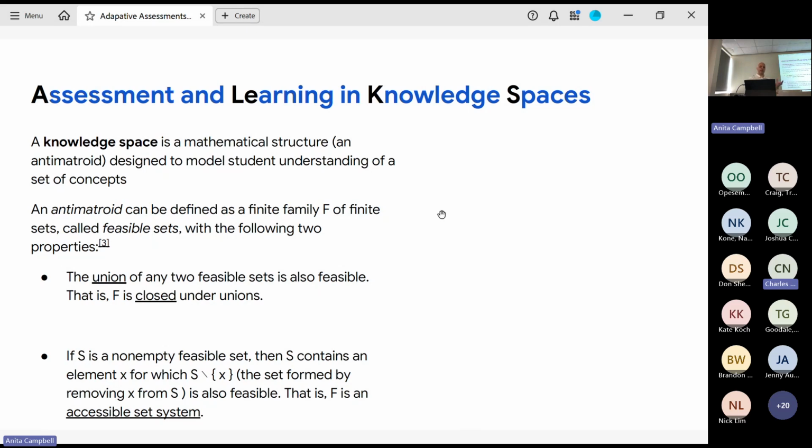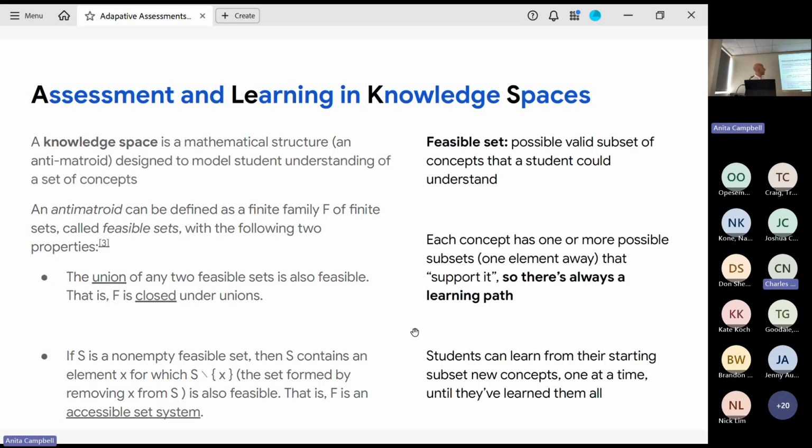So not every subset of the possible set of concepts is actually feasible for a student to be able to do. And there's some properties that this anti-matroid has. It's closed under unions, and it has this technical condition that I'll explain in a second. But basically, if the student has a set of concepts that they can do, then there must be another set of concepts where if I take one away, they can still do that subset of concepts. So there must be a way basically for them to learn one step at a time.